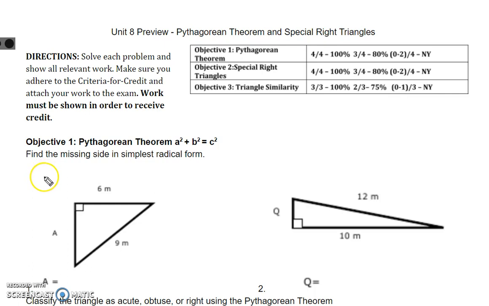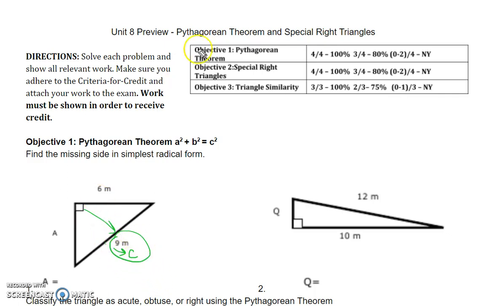Objective 1, Pythagorean Theorem. We have a squared plus b squared equals c squared, and it says find the missing side in the simplest radical form. Make sure you identify your c side. That way you will not miss putting the numbers in the correct spot. C is the hypotenuse. It's always directly across the right angle.